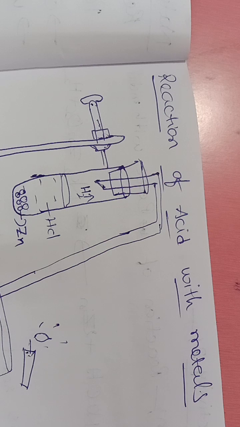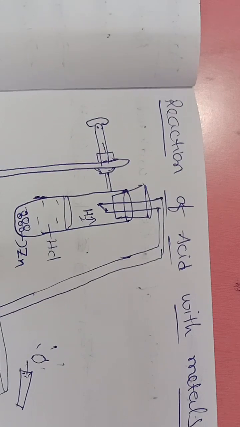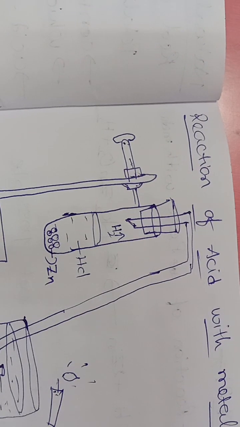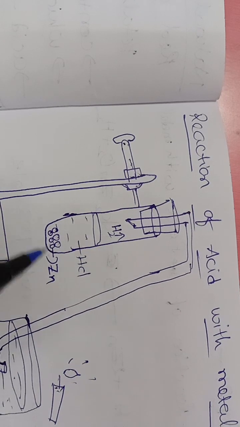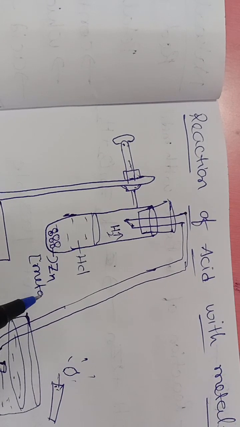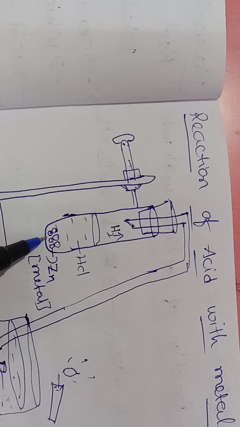Next, coming to an important lab activity: reaction of acid with metal, very, very important. Generally, we get this question for 6 marks. Clear? Arrange the apparatus as shown in the figure. Take a test tube. What are we adding? Zinc granules, which act as the metal here. We are adding zinc granules to the test tube.